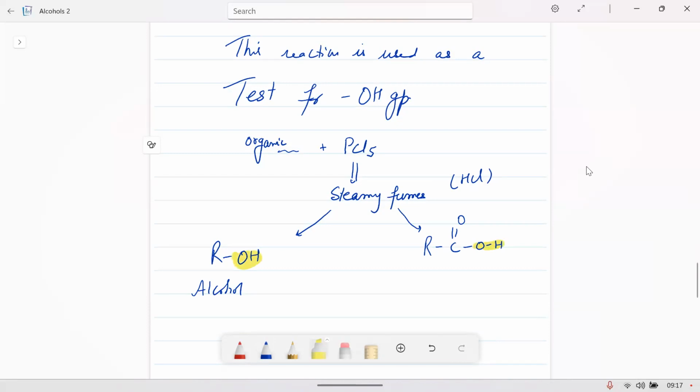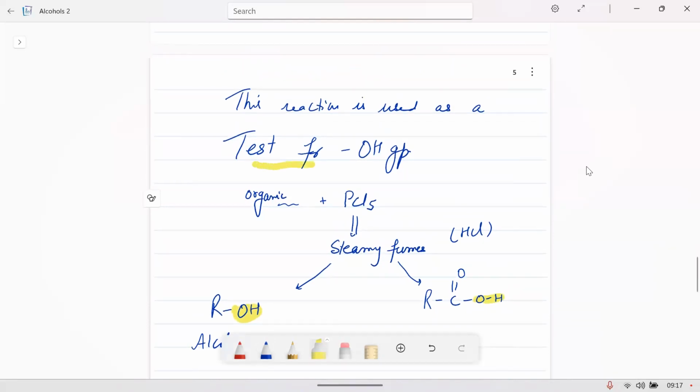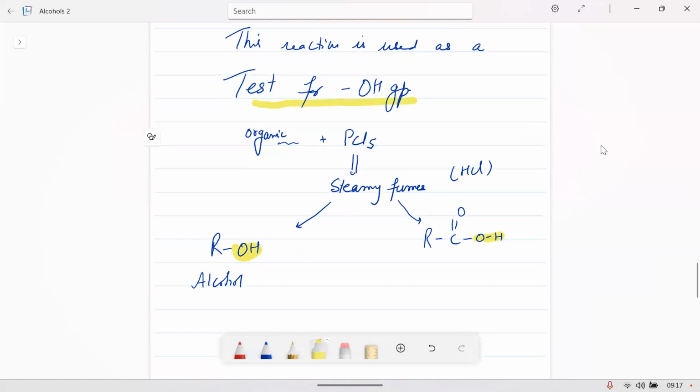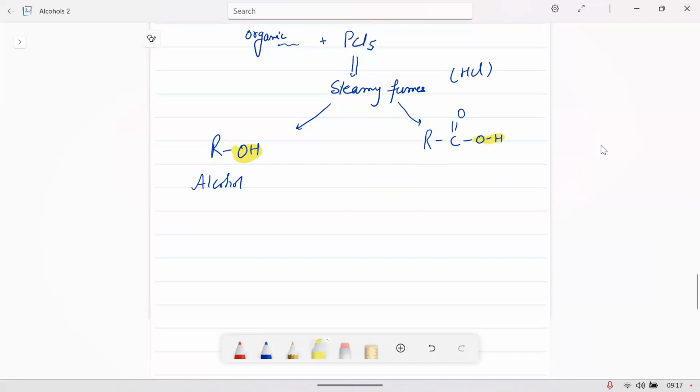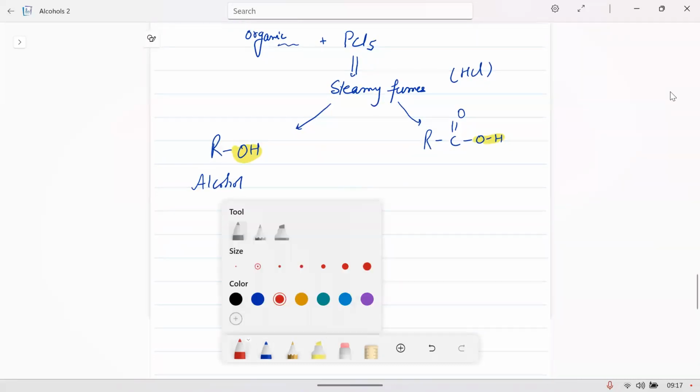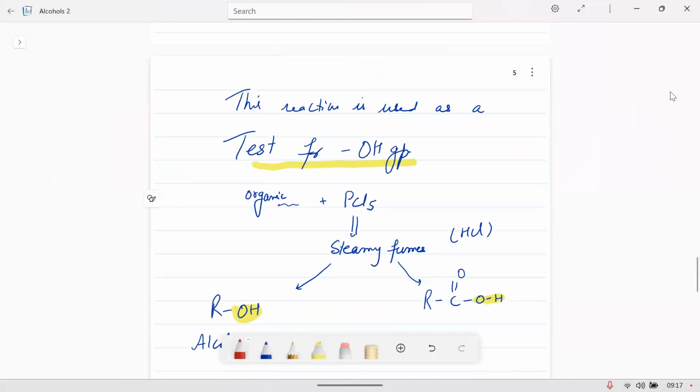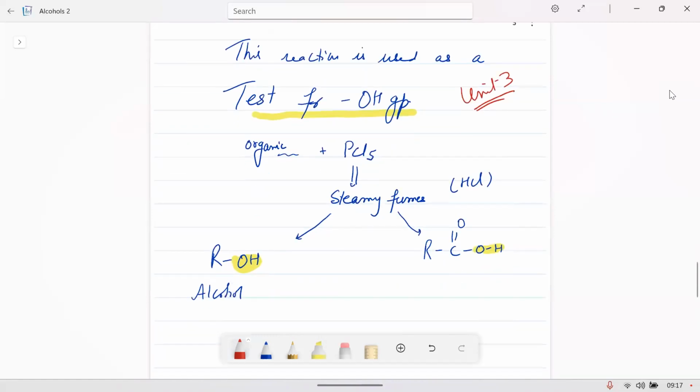So that is why you don't have to say that it is a test for alcohol. It is a test for the OH group. Both the carboxylic acid as well as the alcohols will give the positive test. Positive test means it will give you the steamy fumes. And this is especially useful for your unit 3. Especially useful for the unit 2.